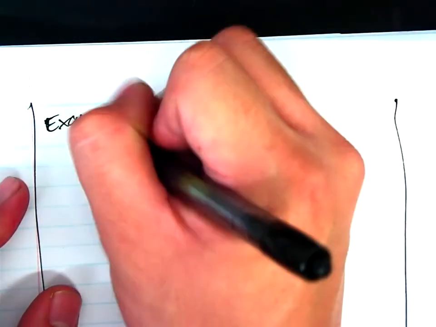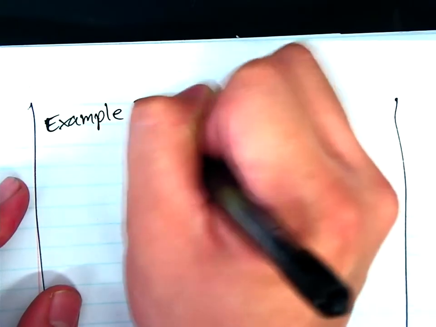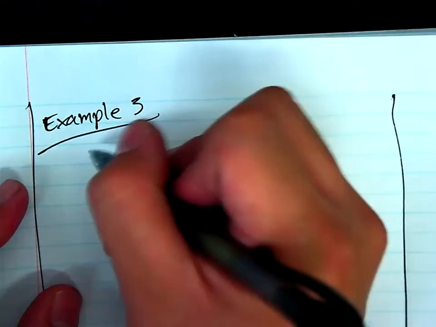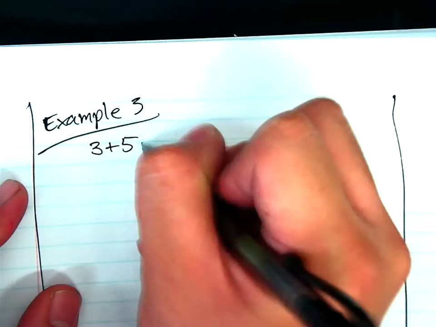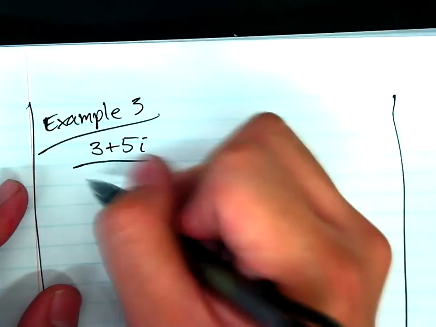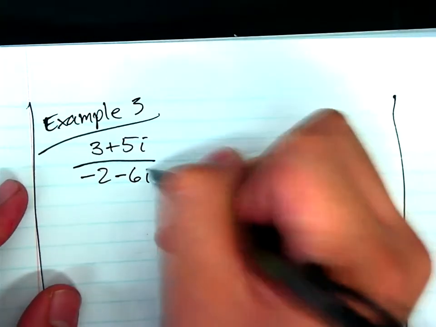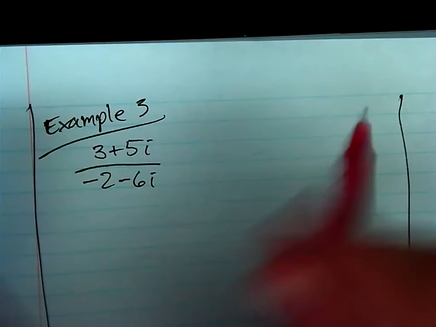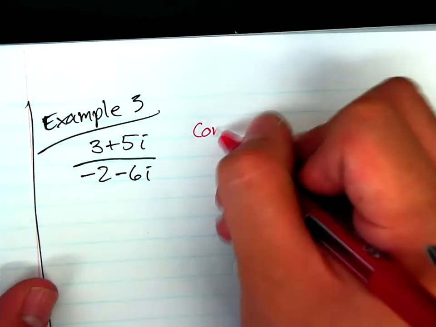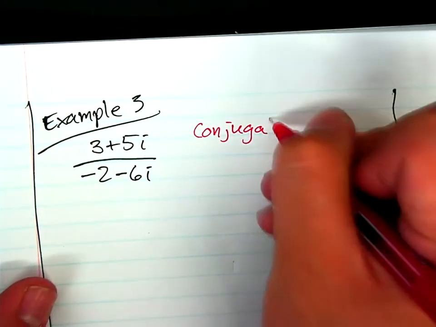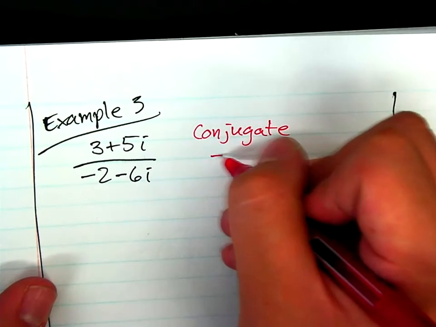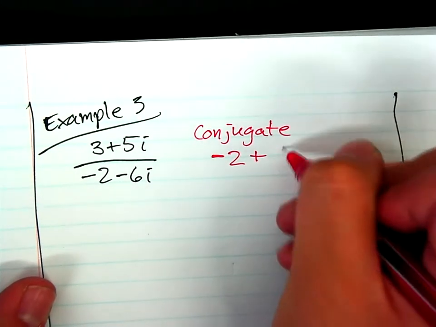Set this up real quickly. So let's go, example 3. We're going to have 3 plus 5i all over negative 2 minus 6i. So first off, I need to identify my conjugate. In this problem, it's going to be negative 2 plus 6i.